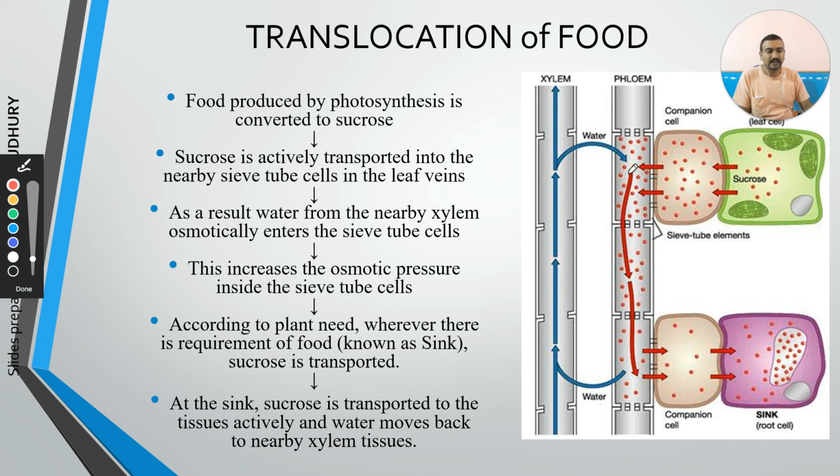Now, recall that when the sucrose came from the companion cell to the sieve tube cell, the water from xylem came to the sieve tube cell. Now, when the sucrose went out from the sieve tube cell to the companion cell, water also goes back to the xylem vessels nearby. So water keeps on circulating between xylem and phloem, thereby transferring the food from one place to another place. This is exactly what we call translocation of food. You can read through this chart which explains the same process and understand it properly.